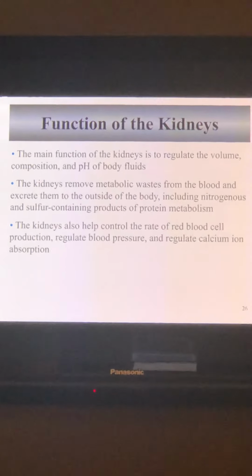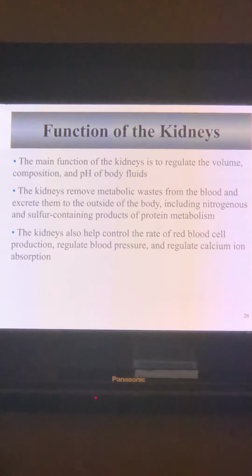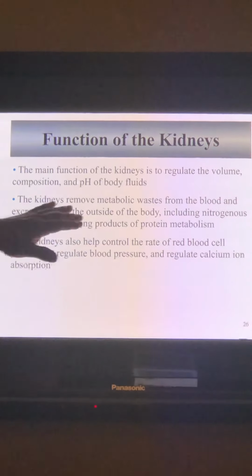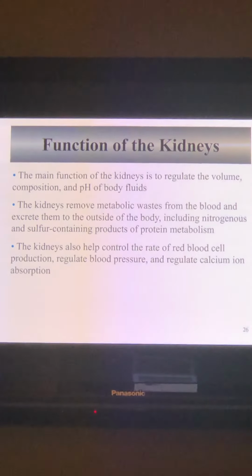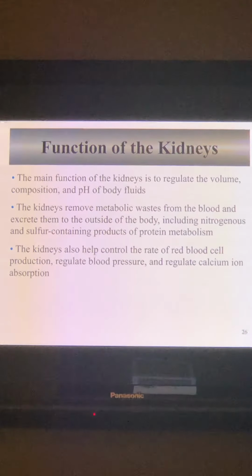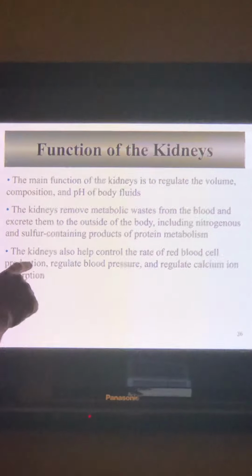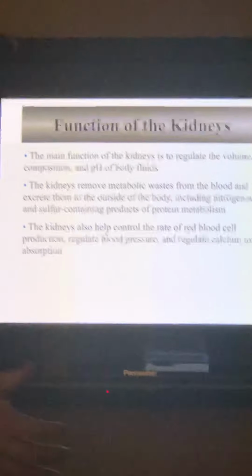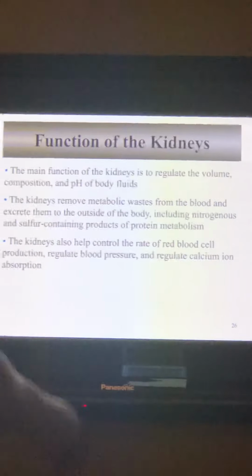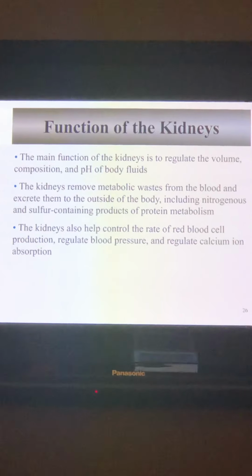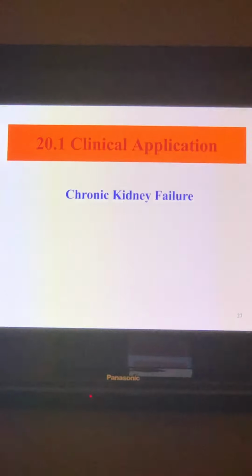We talked about the urinary system maintaining the chemical composition of the blood. Well, that's what the kidney does. It removes metabolic waste. That is in the process of urination. But then it also helps control the rate of red blood cell production. That is on your chapter 13, I think, little chart I gave you. Regulate the blood pressure, and you don't have to worry about the calcium ion absorption.